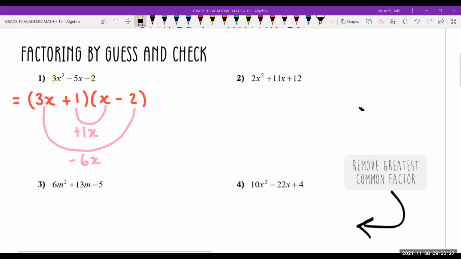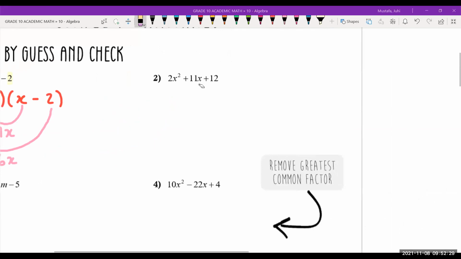Steps again. So let's take a look at question number 2. Again, we have 2x squared plus 11x plus 12. This is a complex trinomial. Is there a greatest common factor in this question? Is there anything that we can factor out that's common between every single term? No. So we can't really factor anything out. We're just going to go ahead and start factoring it.